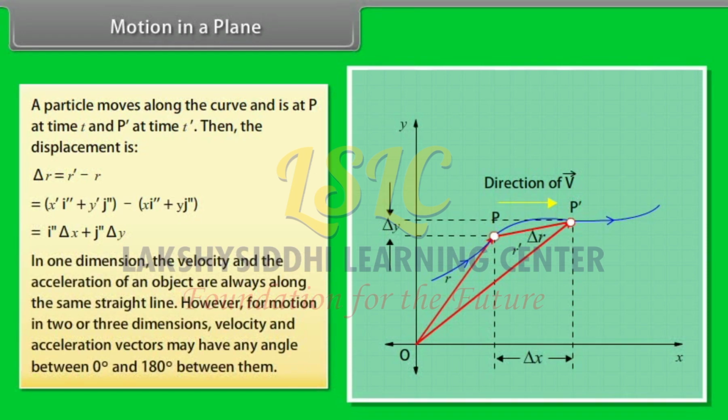In one dimension, the velocity and the acceleration of an object are always along the same straight line. However, for motion in 2 or 3 dimensions, velocity and acceleration vectors may have any angle between 0 degree and 180 degree between them.